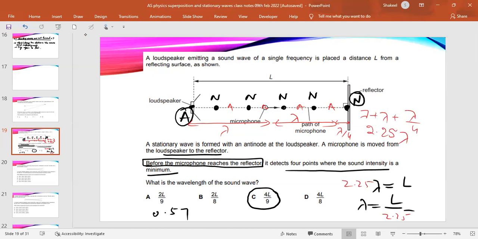अब ठीक है 0.44. So ये आपका आ रहा है 4/9. Yes. So C is the answer.